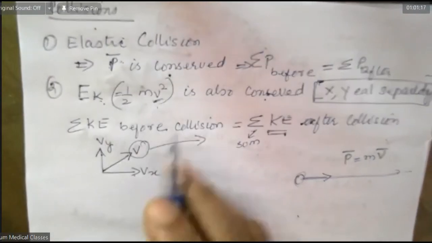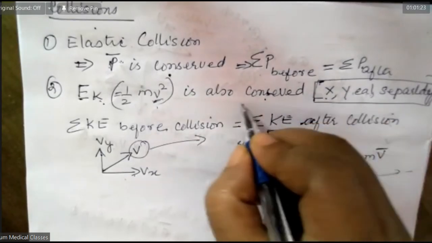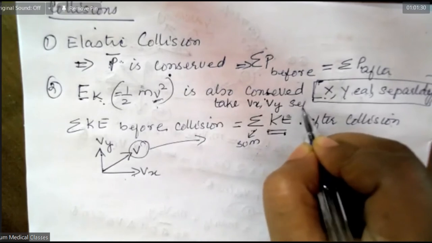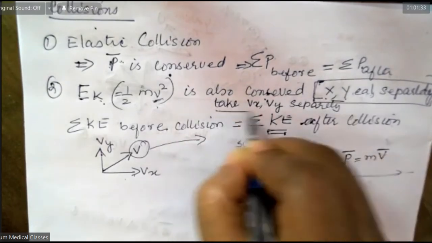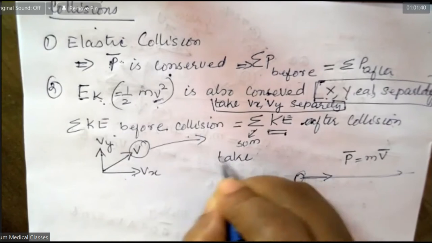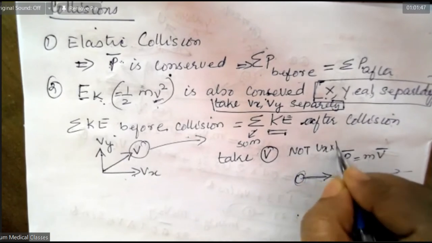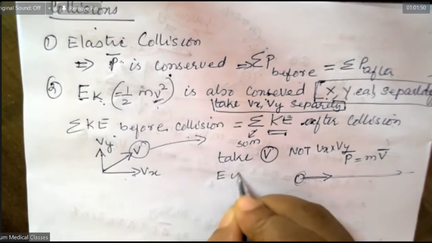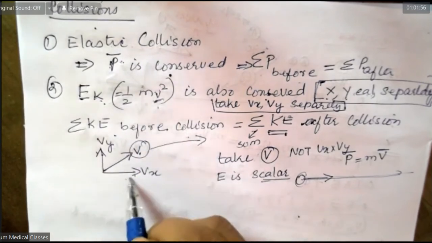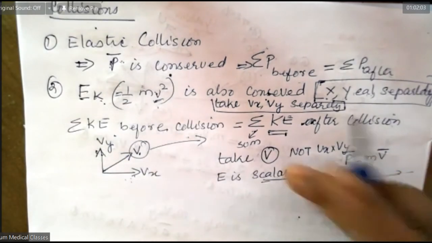So this is an important point. Please write it down. X and Y components that you calculate separately means take Vx, Vy separately for momentum calculations. For kinetic energies, what do we have to do? Take the full V, not Vx or Vy. Why? Because energy is a scalar quantity. Momentum you take partially because momentum is conserved in one direction only. Very important concept, okay?